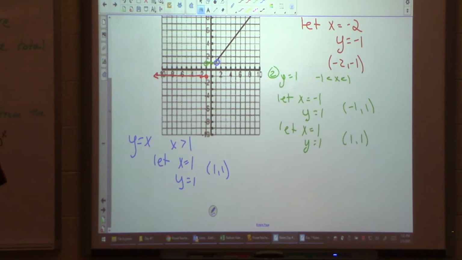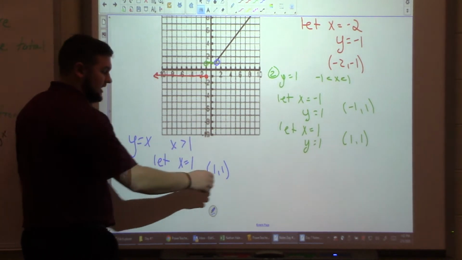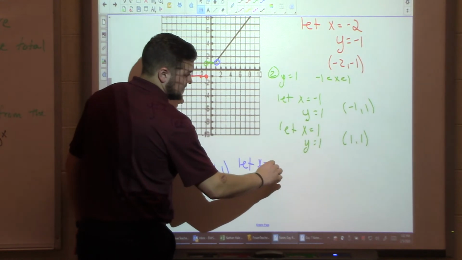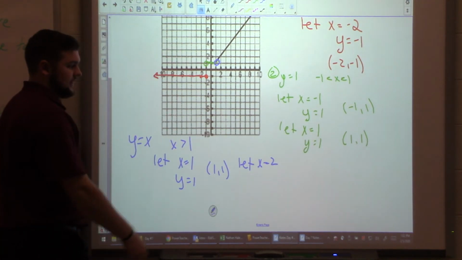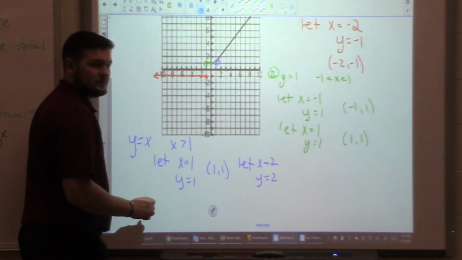Then I need to pick one other value of x that fits that criteria. What is a value of x that is greater than 1? Let's just use 2. Or you could use 3, or 4, or 5, or 6. Doesn't matter. I'm going to let x equal 2. Well, if x equals 2, I plug it in, y is going to equal 2, right?